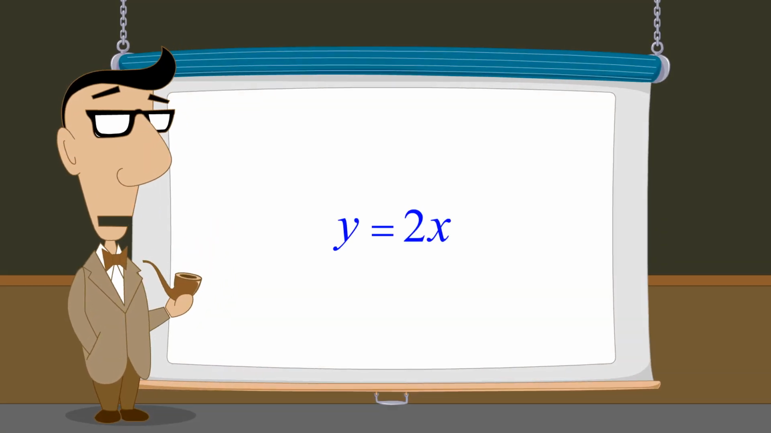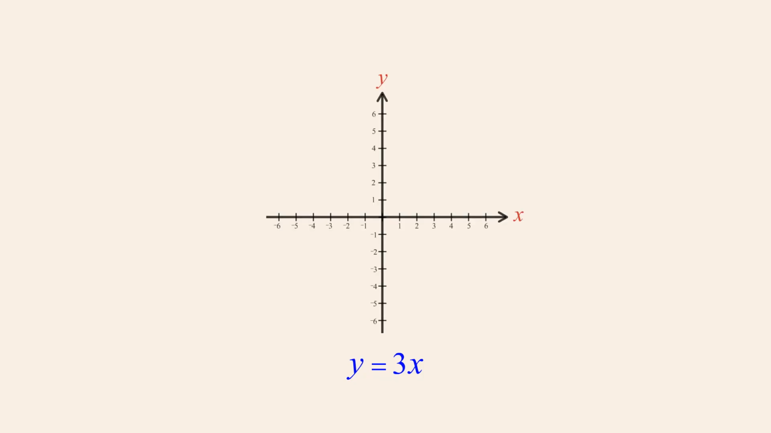Let's see what happens if we make the x coefficient even larger, say 3. We can see that if x equals 2, y will equal 3 times that value, or 6. So the point (2, 6) lies on this graph. Calculating y for several more values of x, we see that once again the collection of all the points which satisfy this equation form a line passing through the origin.